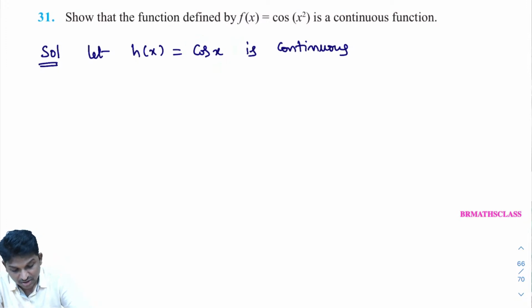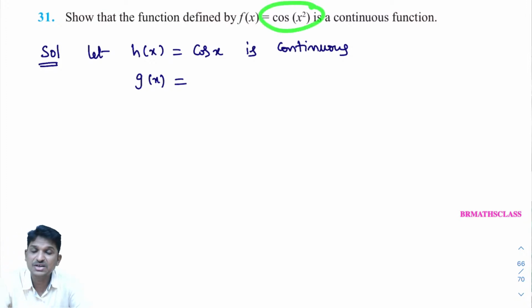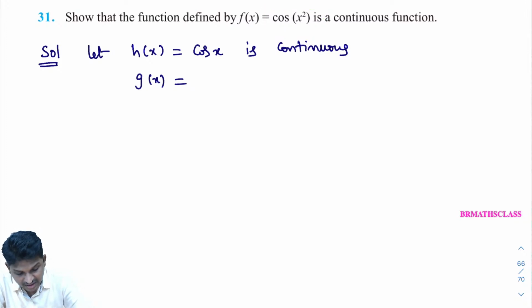Okay, now g of x. What is g of x? Here 2 functions are there. One is cos x, another one is x square. Now I'll take g of x as x square. Okay, x square. What do you know about x square?